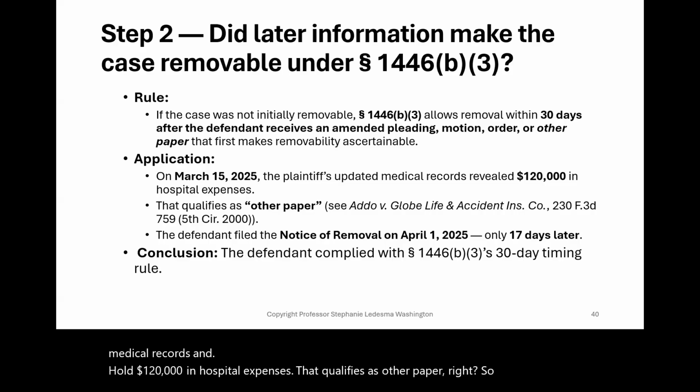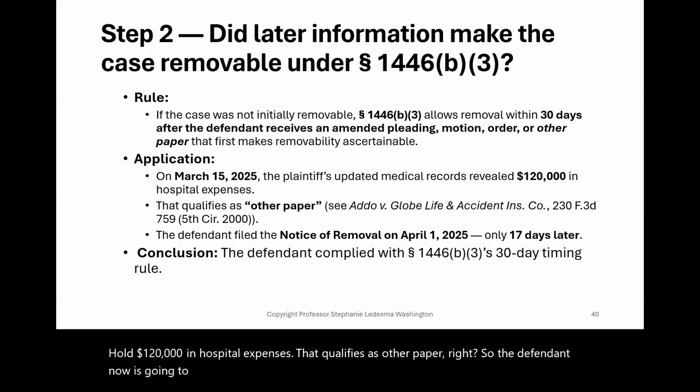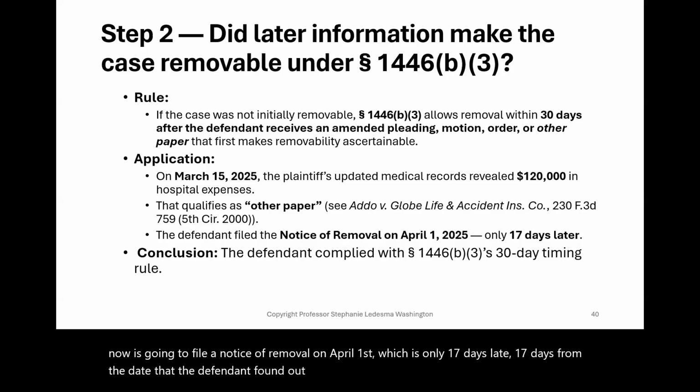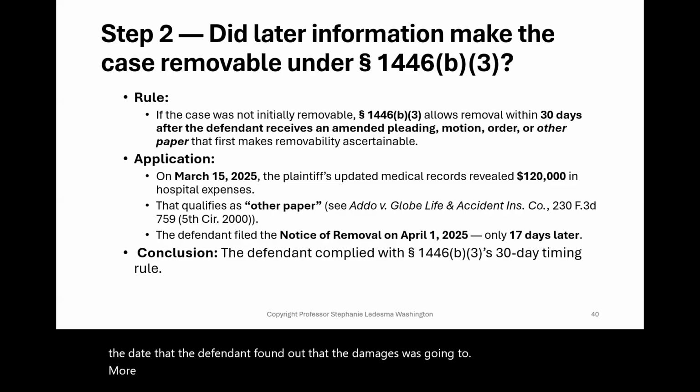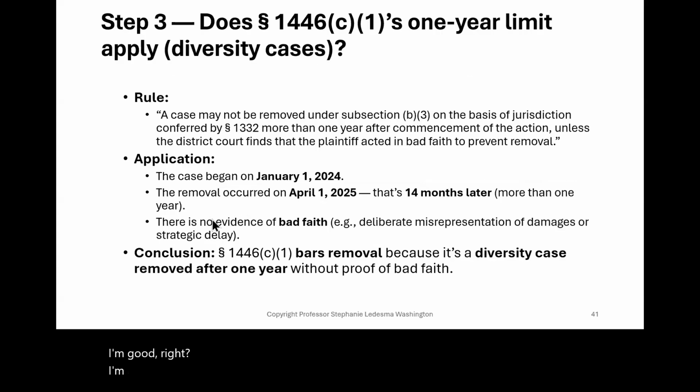So the defendant now is going to file a notice of removal on April 1st, which is only 17 days later, 17 days from the date that the defendant found out that the damages were going to more than meet the excess of $75,000 plus costs and fees, right? So what's the conclusion? I complied with 1446(b)(3) and I filed my notice of removal. Da, da, da. I'm good, right? I'm done. Step three.